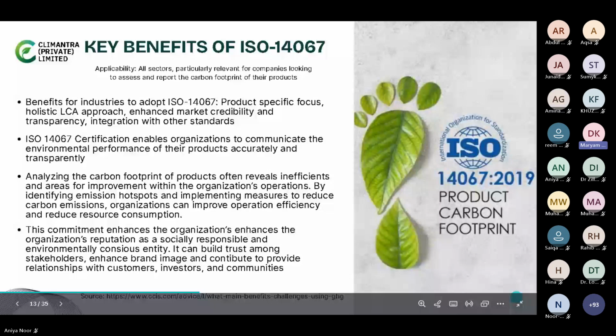This commitment enhances the organization's reputation. Obviously, if your product is ISO 14067 certified, it also increases your credibility and improves the reputation of any organization, and people have a good image of that. Next, please.